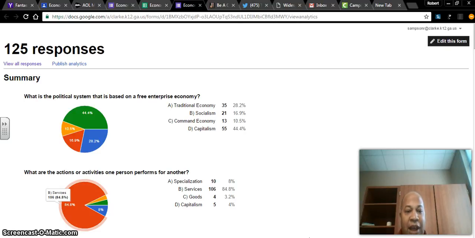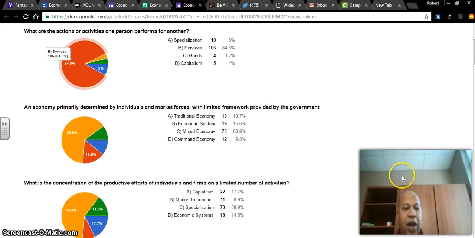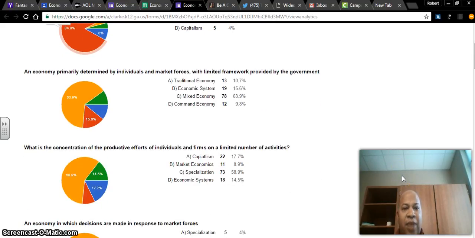Number two, what are the actions or activities one person performs for another? Remember, those are services. You pay me, I cut your grass, I do your lawn. That's a service. Haircuts, those type of things. Okay, so we're pretty straight there. An economy primarily determined by individuals and market forces with limited framework provided by the government.